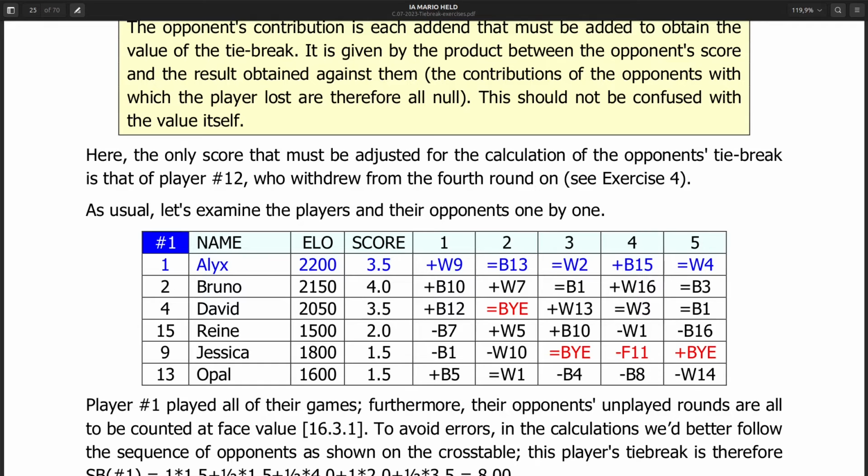Similarly to Buchholz, pay attention to these special scores like half point bye and 0 point bye. If they are followed by any available to play game, then they just count as it is.